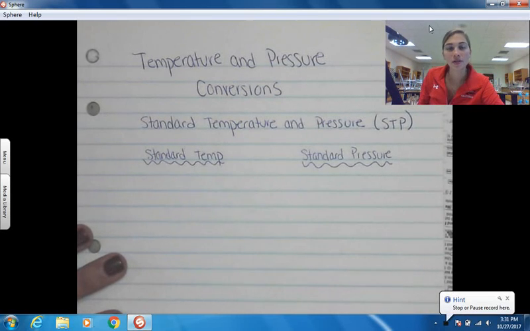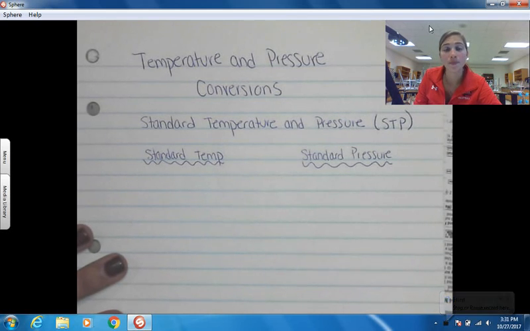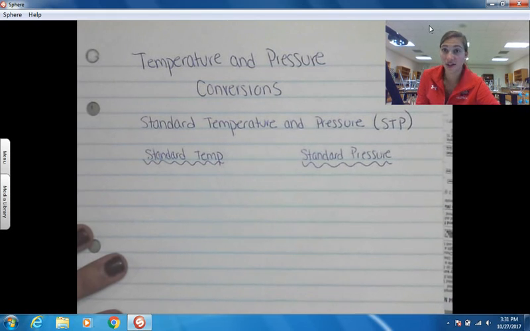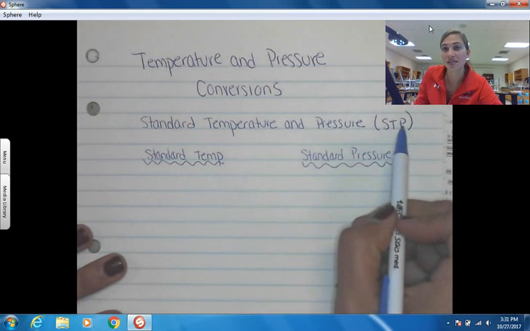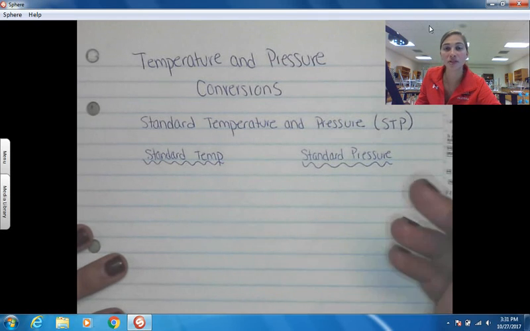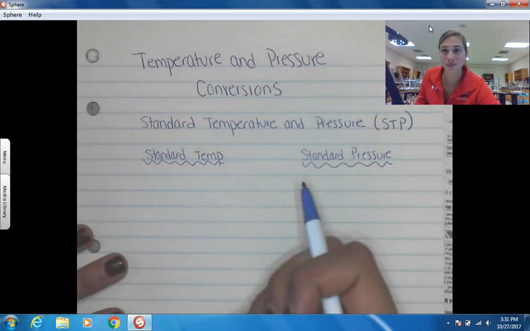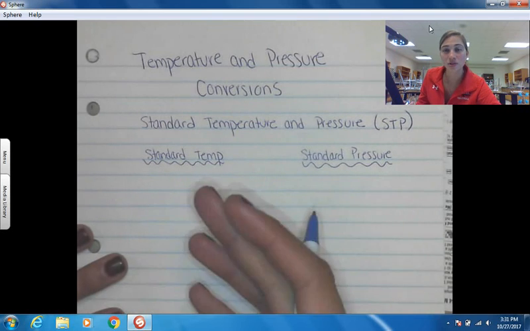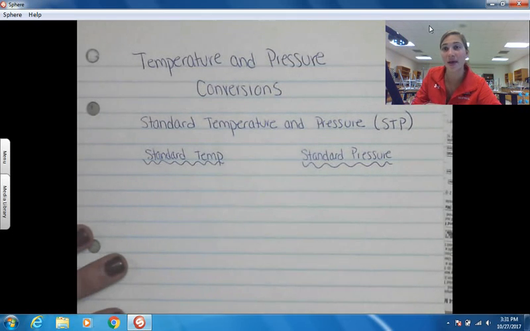All right, so today we're going to talk about temperature and pressure conversions. We've done quite a few conversions already, but we're going to have to do it with yet another thing. Standard temperature and pressure is represented with something called STP. You're going to see this in a lot of your problems. And it means that we are referring to something when it's at the standard temperature and pressure. Standard temperature and pressure mean at sea level as far as pressure goes, and temperature is your freezing temperature.